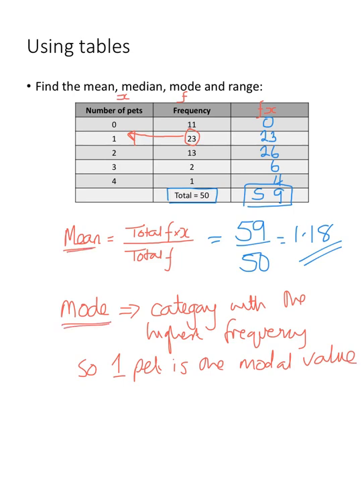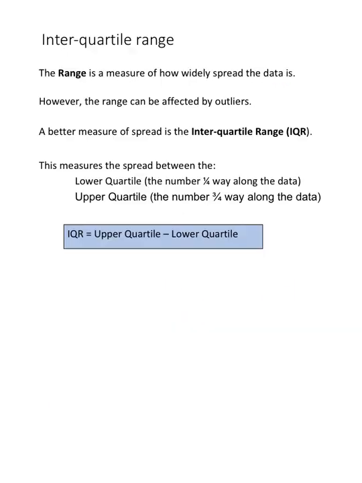And our third question asks for the range. Now the range is the difference between the highest and the lowest possible values. So our range here is going to be 4 minus 0, which equals 4. The range is a measure of how widely spread the data is. However, the range can be affected by outliers, as we've already said.